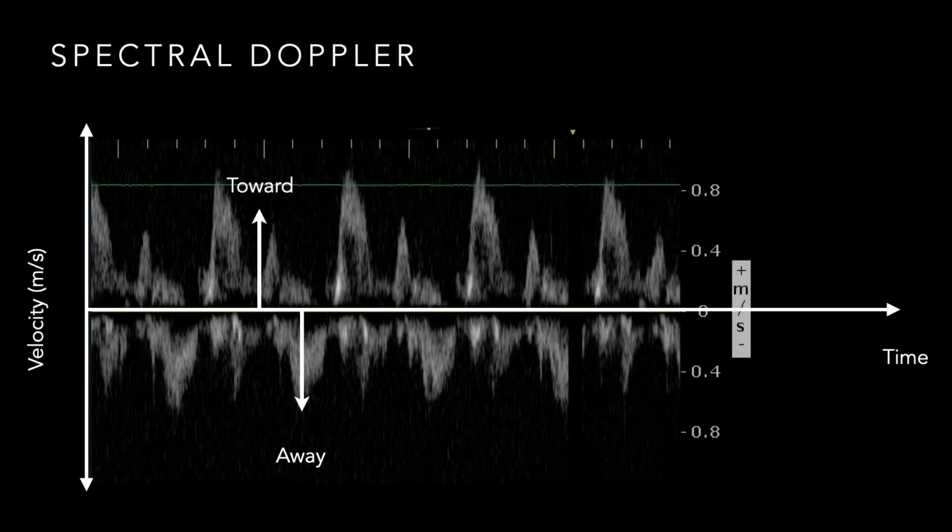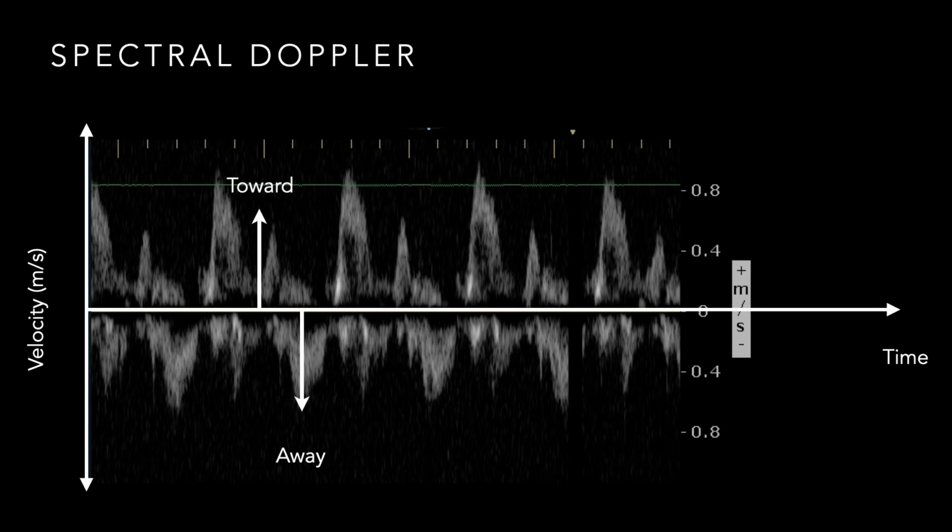In essence, by convention, anything above this baseline, above the x-axis, where the x-axis represents time, is flow moving toward the transducer. Anything below that is blood moving away from the transducer, right? The velocity is measured as part of the amplitude of this wave being displayed here. So the higher the velocity, the higher up on the graph, the farther from the baseline; the lower the velocity, the closer to the baseline. And then the intensity is the number of signals being detected, right?